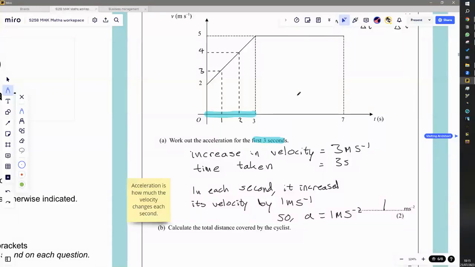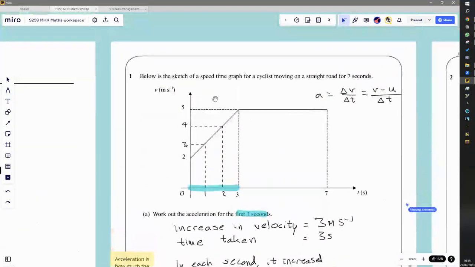Okay, so just to summarize what we've just done here, the question is saying, the setup is just saying, this is a speed time graph describing a cyclist moving along a straight road for 7 seconds. In other words, we're monitoring and recording what the speed was at any point in time during the period of 7 seconds.